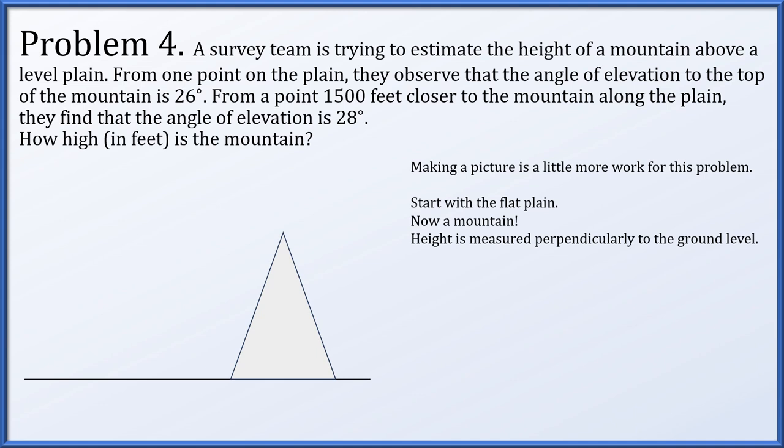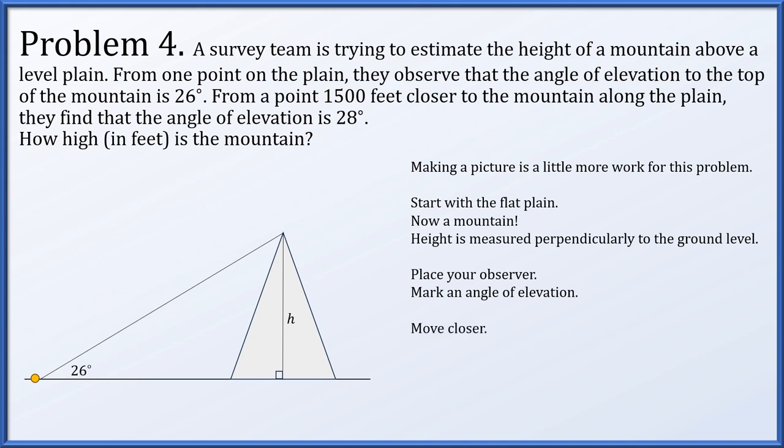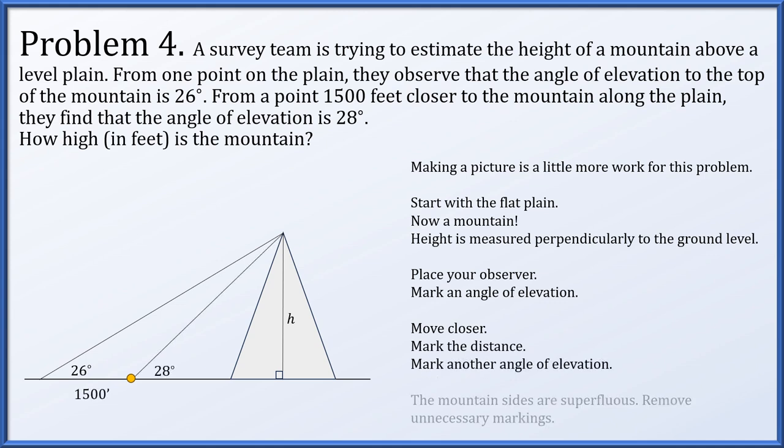Now the height of a mountain is measured perpendicularly to ground level. So if we had an imaginary vertical line going down to the level of the plane, making a right angle, there's our mystery height, h. Now let's place our observer. There's just a point mass somewhere on the plane. Mark off the angle of elevation of 26 degrees. Now we move closer to the mountain. How far did we move? We moved 1,500 feet, and now we have another angle of elevation, 28 degrees.